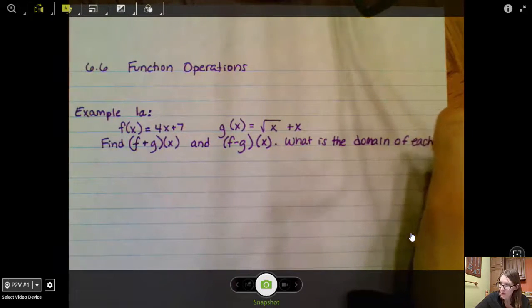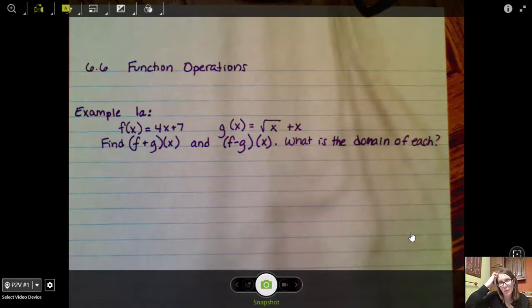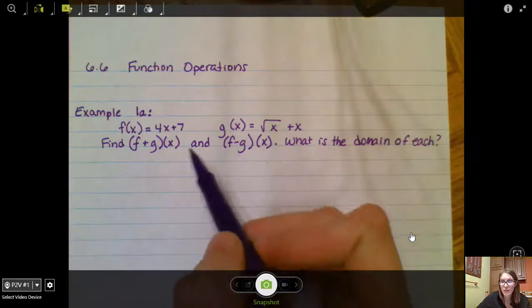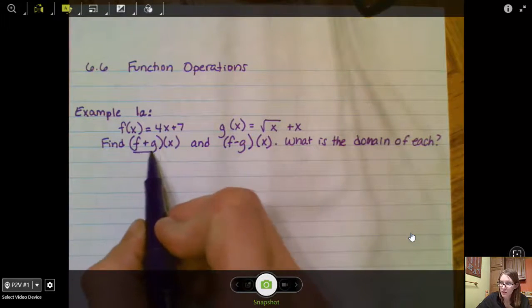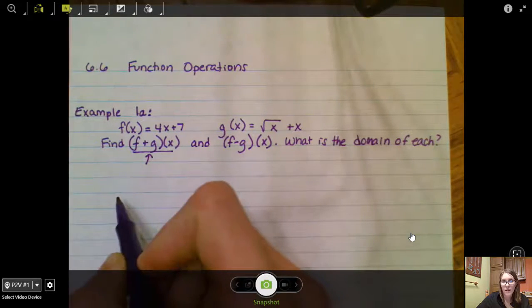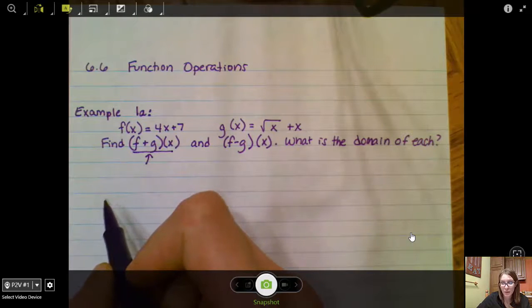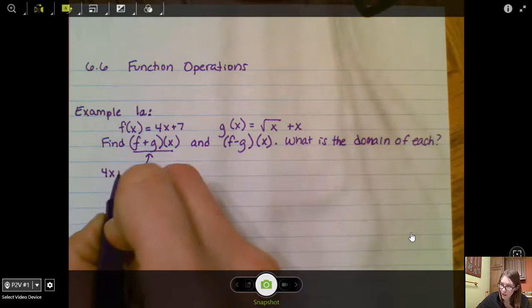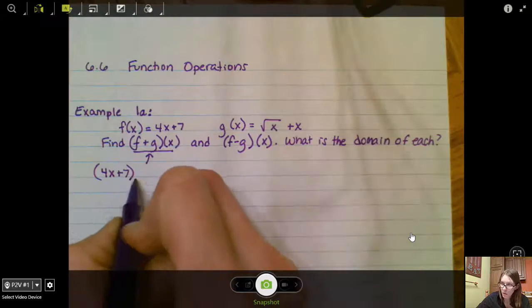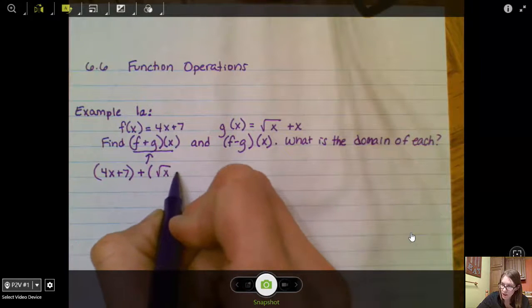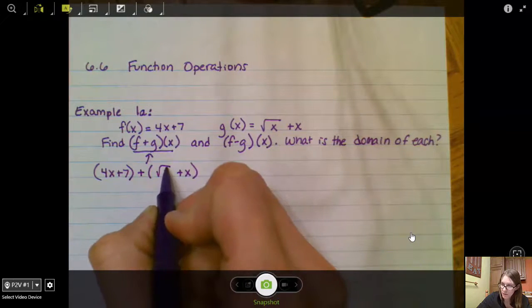So before we get started, let's remember what domain means. Domain is the possible x values that we could have. So f of x plus g of x will start there. That's what this means here, f plus g of x. And the same way that we would add two numbers together, we can add our functions together. So we're going to take 4x plus 7, one function, plus my other, square root of x plus x.